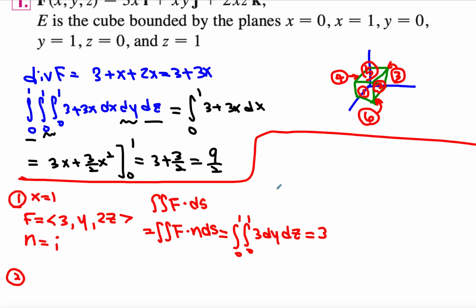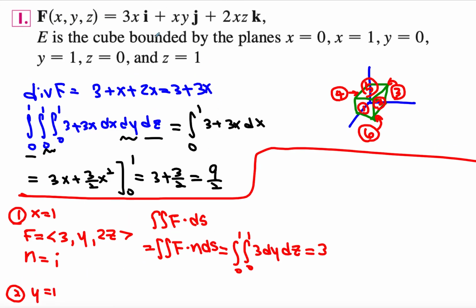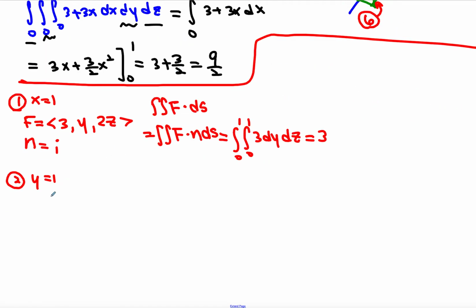Surface number 2 is the one on the right here. That's when y is equal to 1. Since y is equal to 1, everything stays the same except the middle one. So we get F equals 3x, x, and then xz.